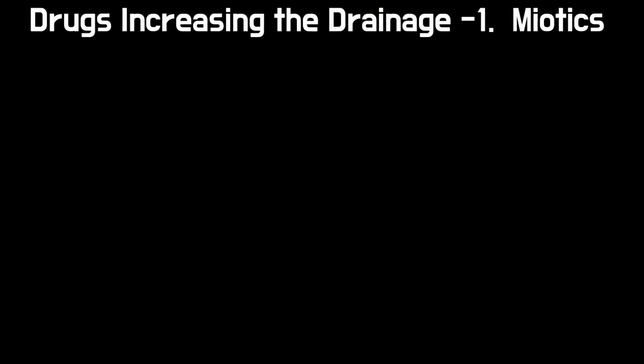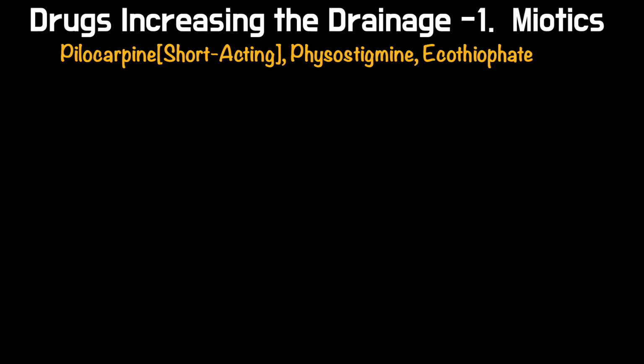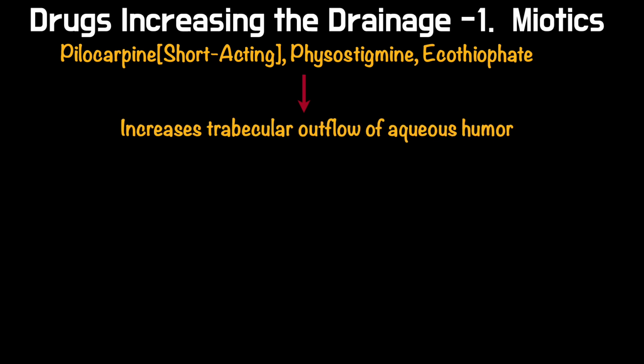So now, talking about the drugs that increase the drainage, the first one is miotics. These are pilocarpine, physostigmine, and ecothiophate, right? Pilocarpine is short acting, and physostigmine and ecothiophate are comparatively longer acting. They increase trabecular outflow. As we have talked about earlier, there are two kinds of outflow, that is trabecular outflow and uveoscleral outflow. You have to remember these two different pathways for two different drugs, right? So the miotics increase trabecular outflow.